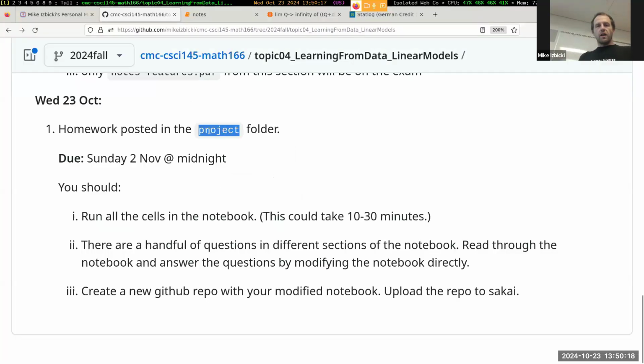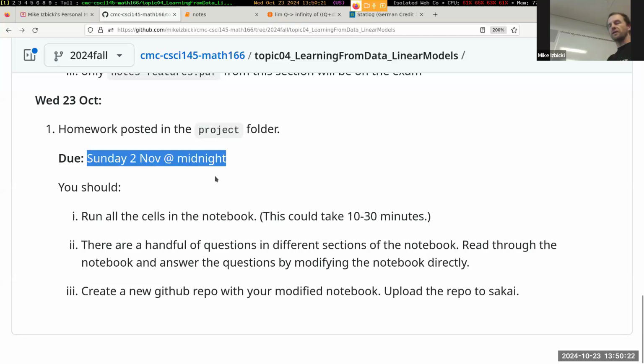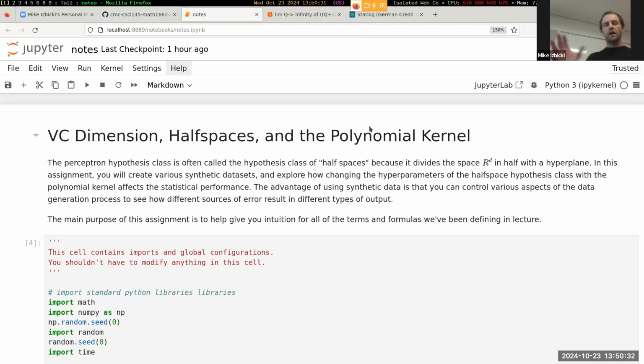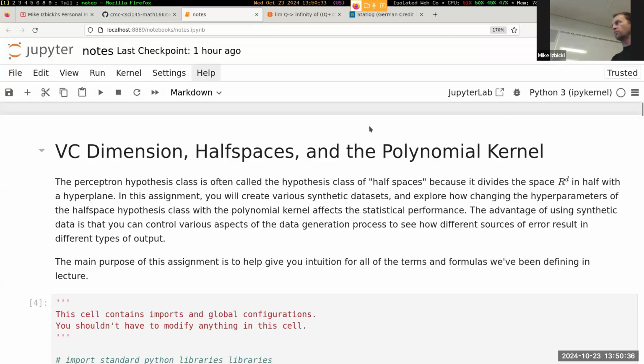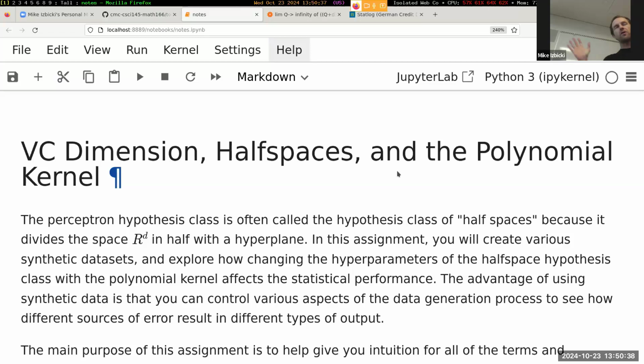So first, talking about the homework assignment. It is due, not this coming Sunday, but the Sunday after that. And this homework is similar in format to your previous homework, where I have a Jupyter notebook for you. It's got a lot of different stuff going on inside of it. This notebook is bigger than the previous one by probably like 3 or 4 times, quite a bit bigger.